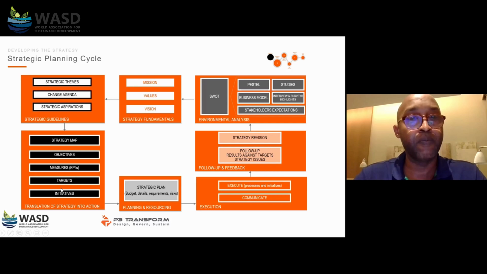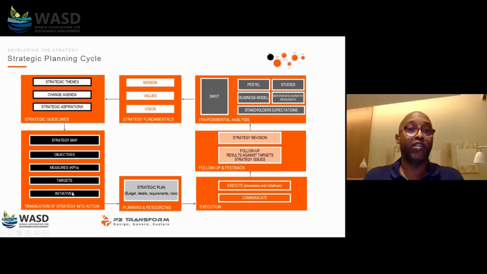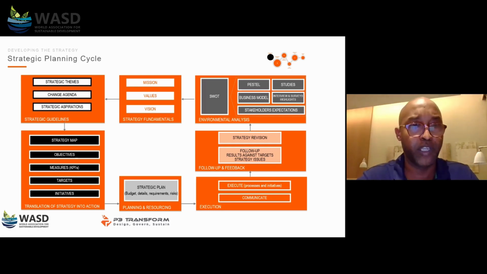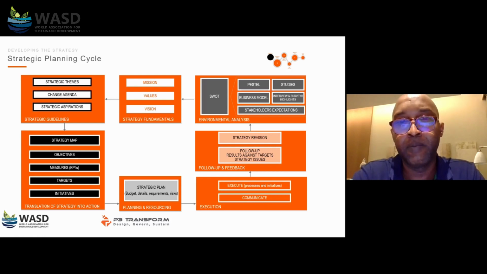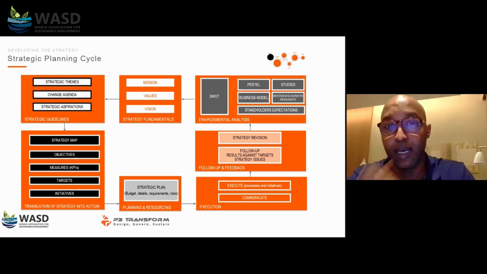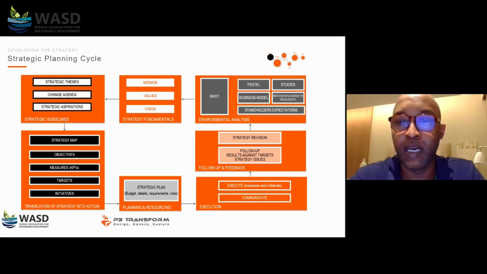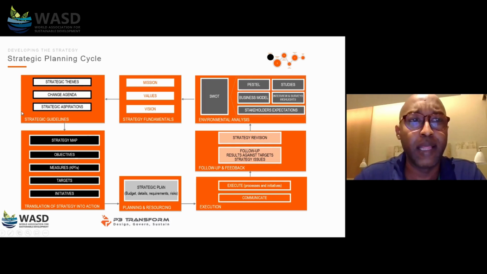Then the next stage is the translation itself, where we write the objectives, we do the KPIs and we do the planning and the rest of it. And the cycle continues. Some organizations do this every 5 years, some of them every 10 years, and some organizations have a yearly planning cycle where they revisit this cycle. But this is the overall strategic planning cycle.